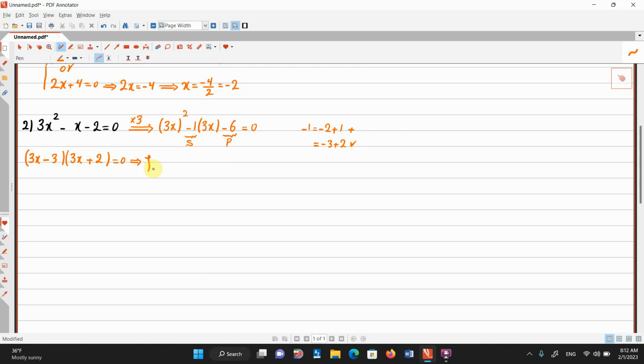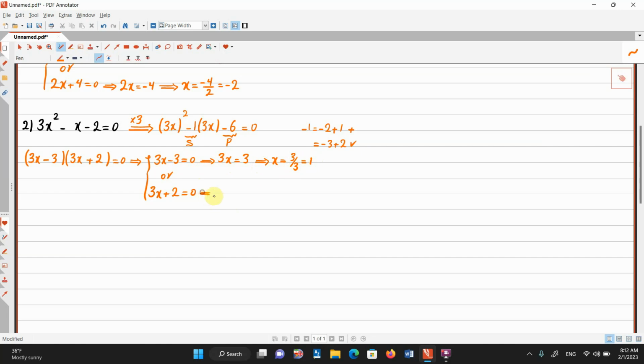Now using zero product property, we can have 3x minus 3 equals 0 or 3x plus 2 equals 0. As you see, this quadratic equation has separated into these linear equations and they are solvable. I'm keeping 3x on the left and moving negative 3 to the other side, which will turn to positive 3. Dividing both sides by 3 will result in 3 over 3, which is 1.